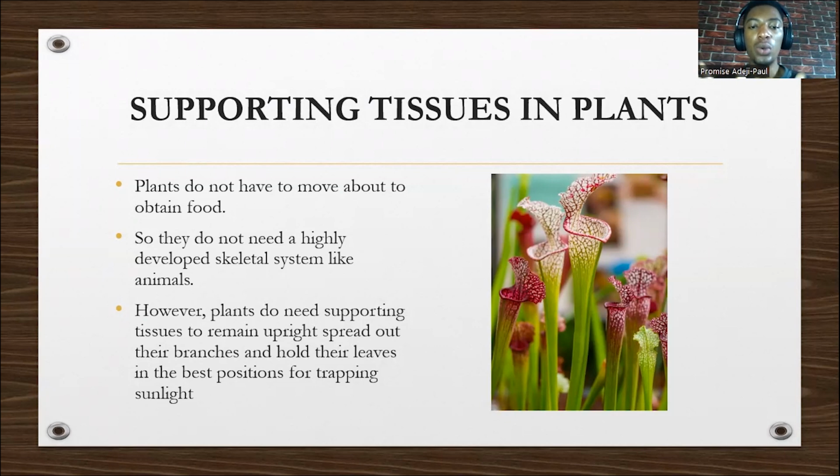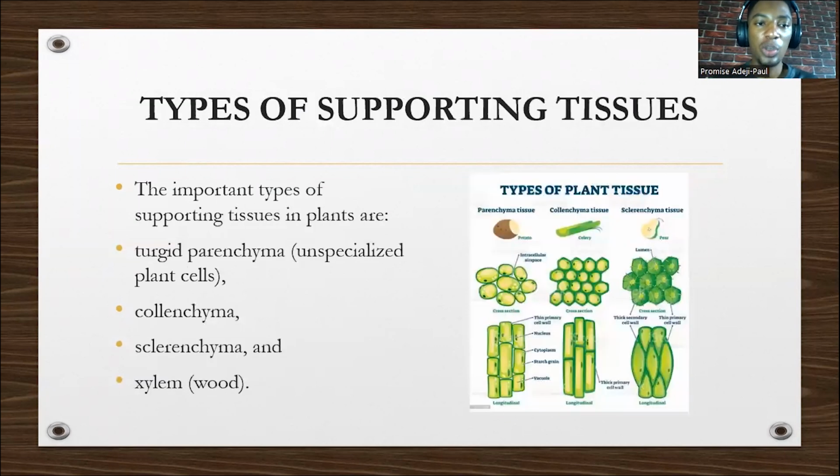They need to be supported to do things like this. So what are those supporting systems? The important types of supporting tissue in plants are what? Parenchyma, which is actually unspecialized plant cells, collenchyma, sclerenchyma, and xylem. Please take note of that.